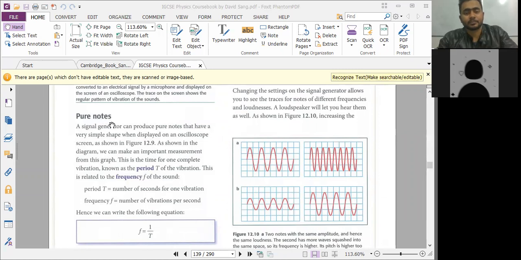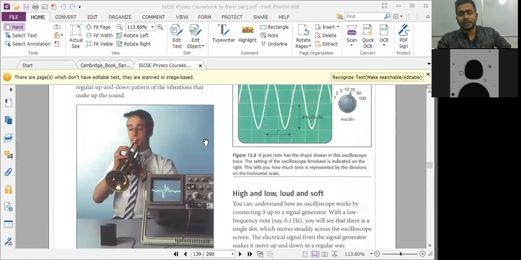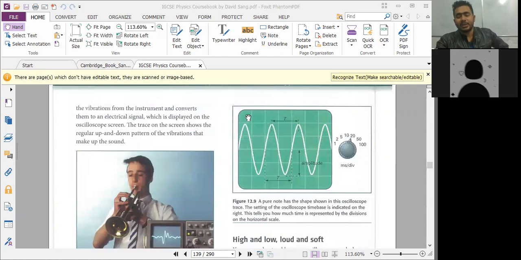A signal generator can produce pure notes that have a very simple shape displayed on an oscilloscope, as shown in figure 12.10. Hold on. Your reference says 12.10, but ours says 12.9, right? Which diagram have we seen? This diagram, right? A sine wave, to be specific, with T shown and amplitude shown and milliseconds per division.